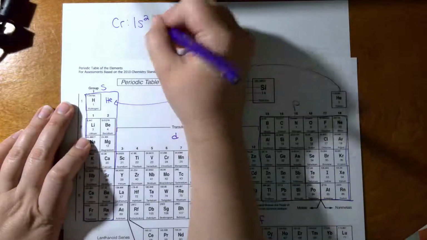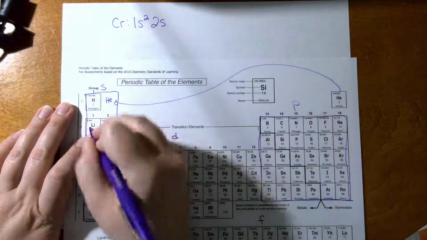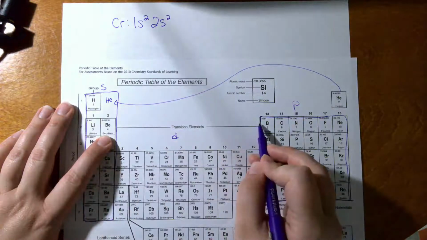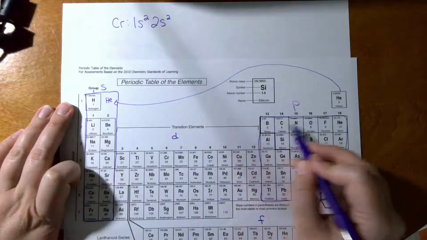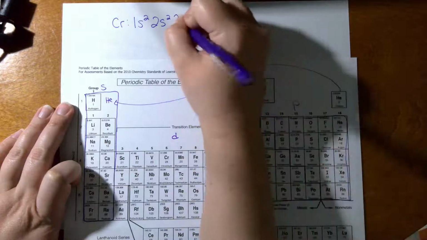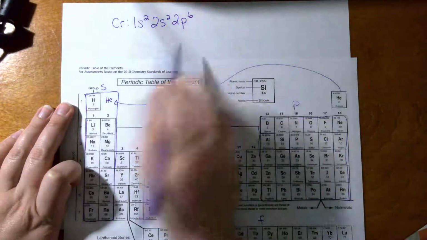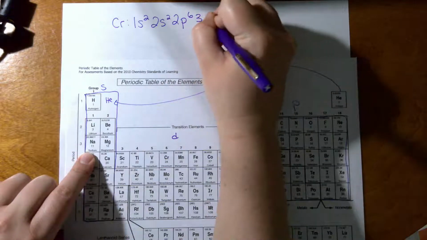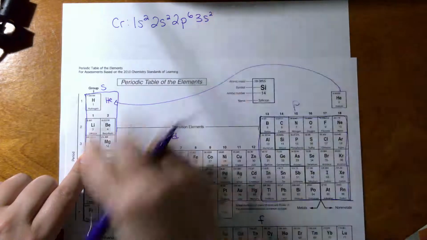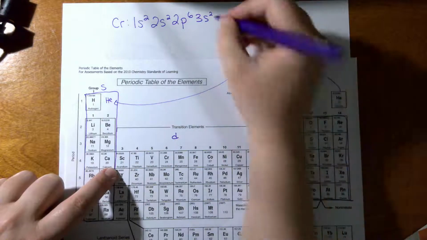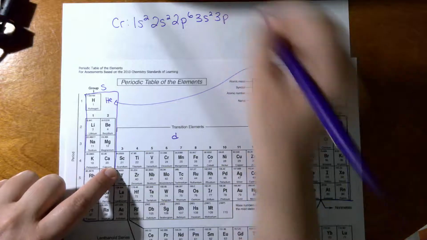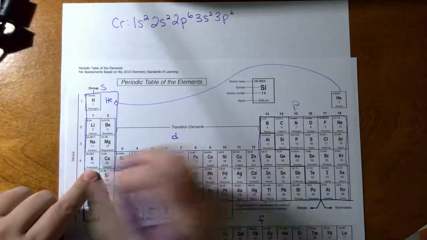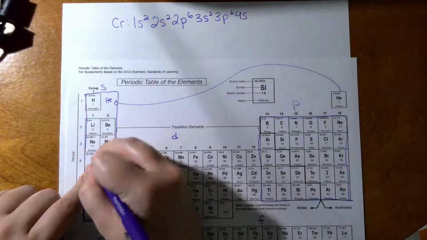Now I'm in period 2, S block, and I go 2 squares, so I write 2s2. Still haven't gotten there. Now I'm in period 2, the P block, and I have to go 1, 2, 3, 4, 5, 6 squares. So that means there are 6 electrons in the 2p orbitals. Still haven't gotten there, have to keep going. Period 3, S block, 2 squares. Still not there. Still in period 3, P block, 1, 2, 3, 4, 5, 6 squares. Still not there. Down here, period 4, S block, I go 2 squares.